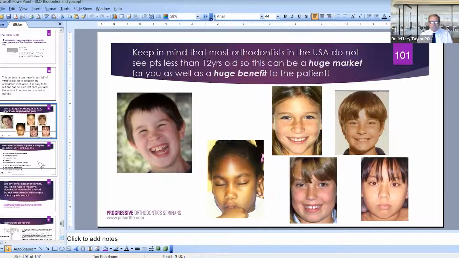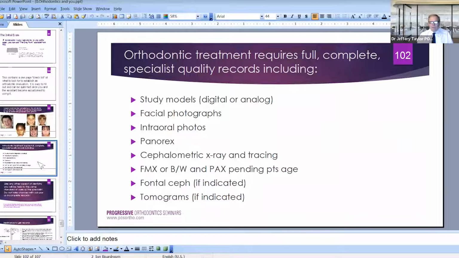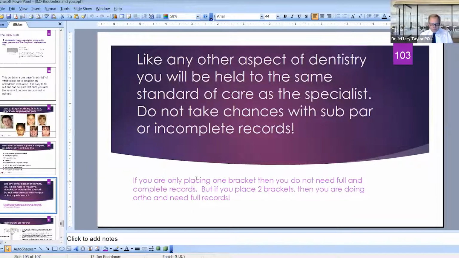Okay. And you have to have full, complete records, and we'll go over that in the class. I don't want to bore you with that stuff right now, but that's mandatory for doing ortho. So remember, if you're only putting one bracket on a tooth, then you don't need full records.